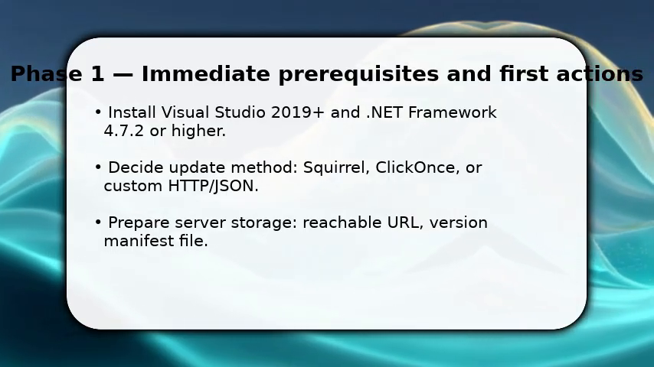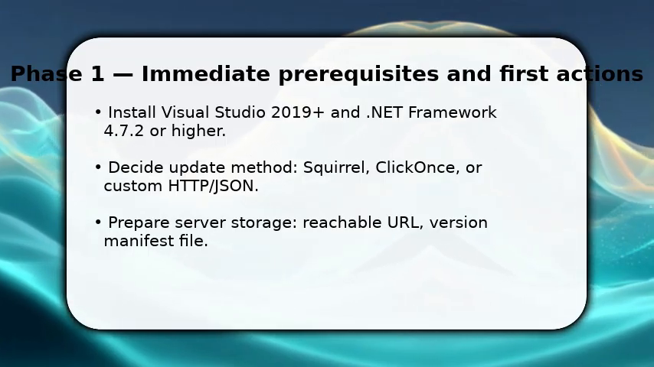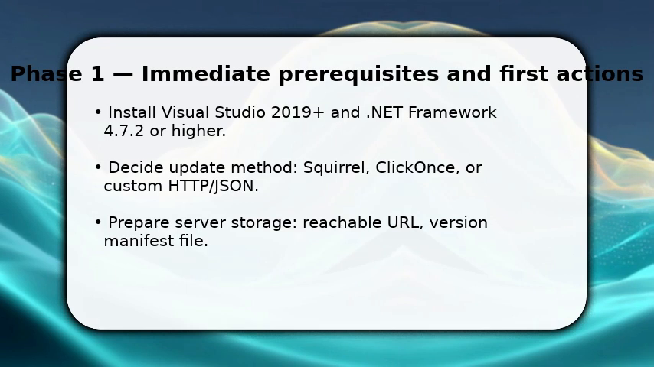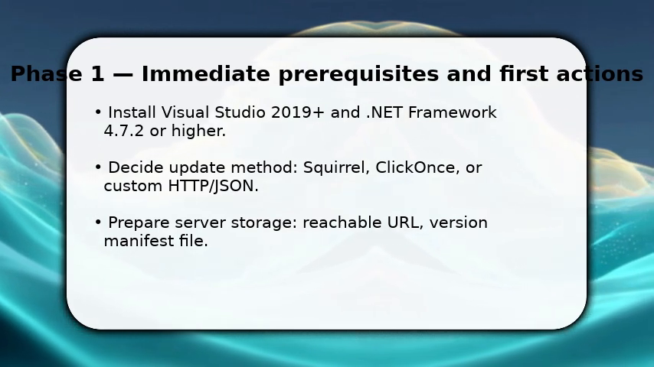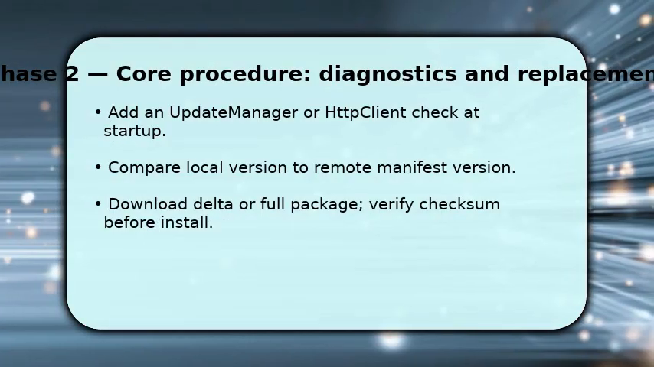Make sure your app exposes a unique product ID and current version number. You will use that directly in the updater logic. Begin coding the update check routine in Program.cs or your startup form. Now implement the core update flow inside your app.